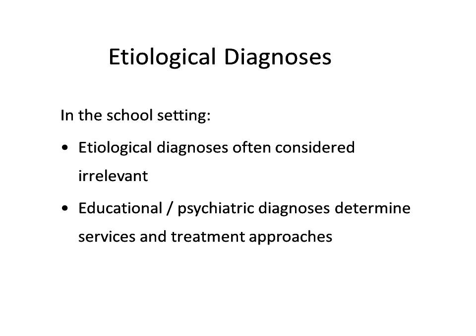And instead of really looking into the genetic or etiological diagnoses, schools typically will use the educational and psychiatric diagnoses to determine the services and also the treatment approaches. So, for example, you might have a child with a 22q11.2 deletion as a genetic diagnosis, and yet that information is really not looked at as anything that will help drive services and treatment approaches.